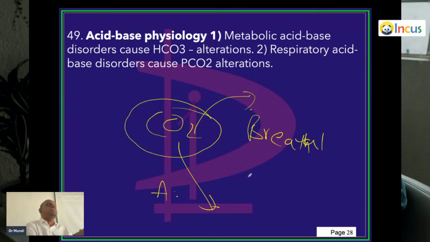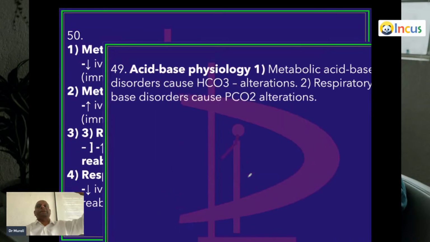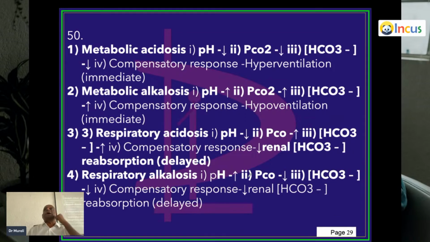Neither respiratory acidosis, alkalosis or metabolic acidosis, alkalosis को decide करने वाला H plus नहीं होता. H plus is common denominator. But it is the bicarbonate, carbon dioxide which are the defining factors in acid-base disturbances. Clear? Now let us start the game. Metabolic acidosis, pH will be decreased. Right? Then PCO2 will be not decreased, increased.